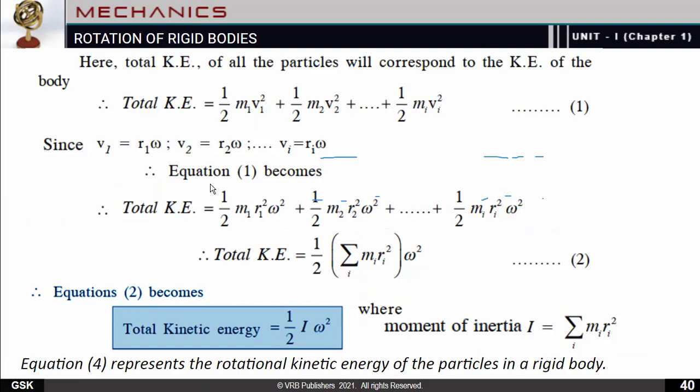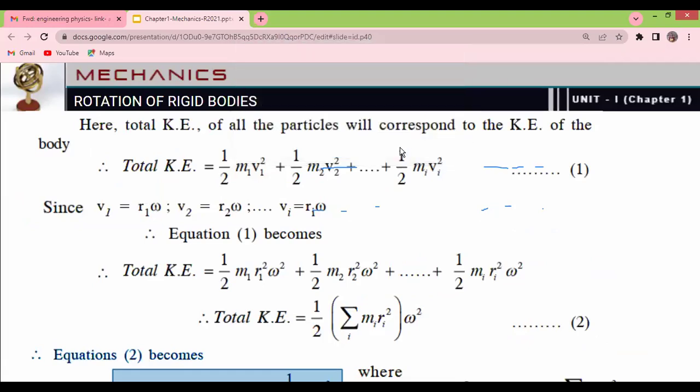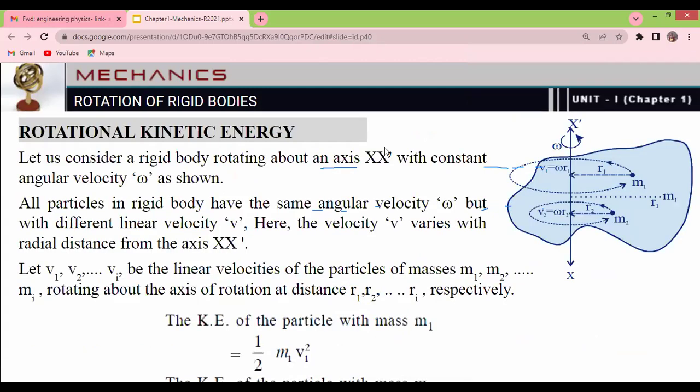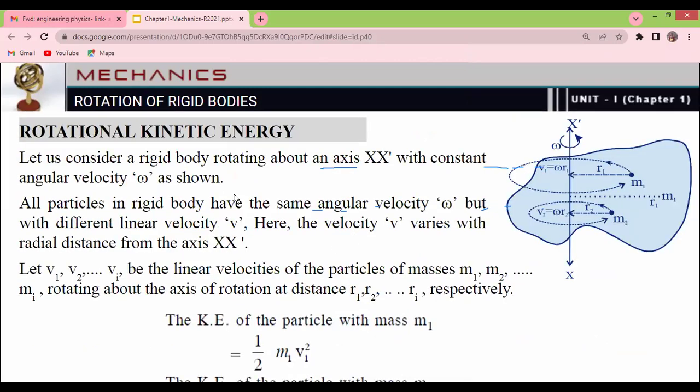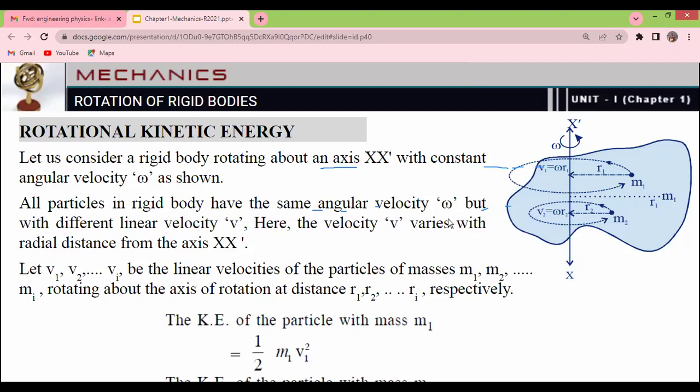Rotation of rigid bodies. Here we know the kinetic energy of rotational bodies. The kinetic energy equation of a rotational body uses the same figure which can be seen in the previous one. This is a body which has n number of particles.